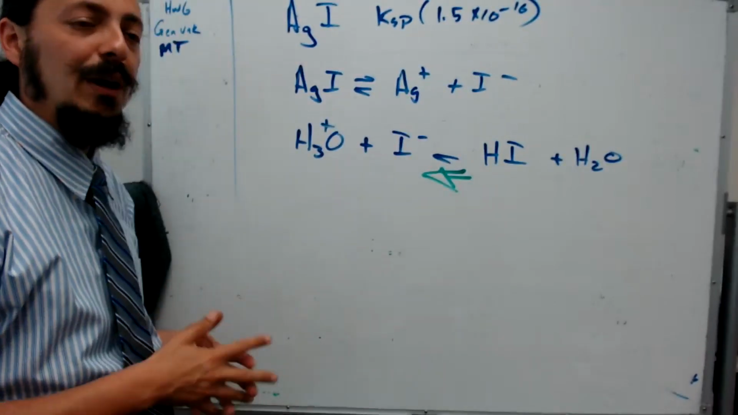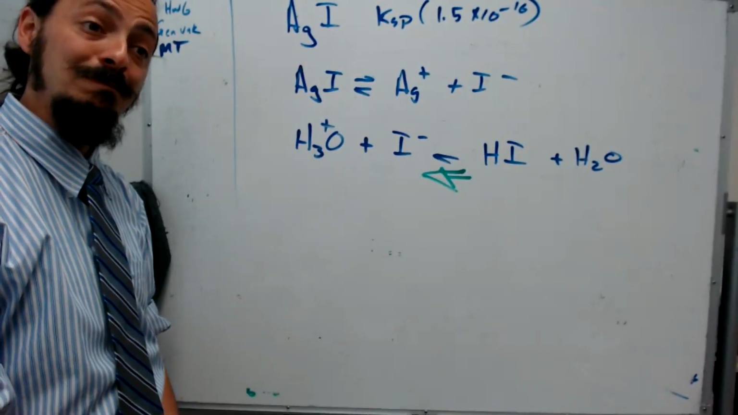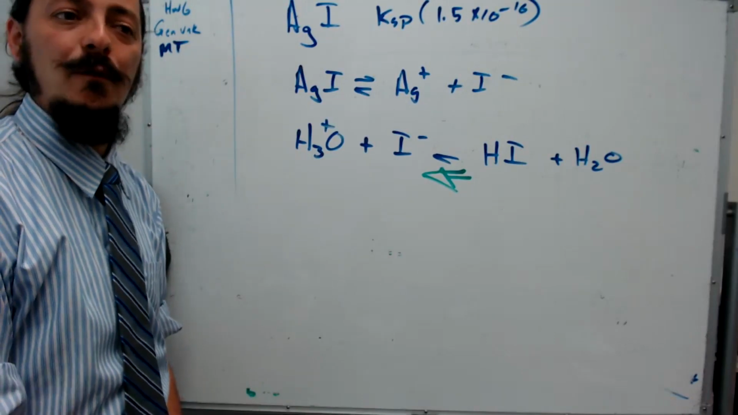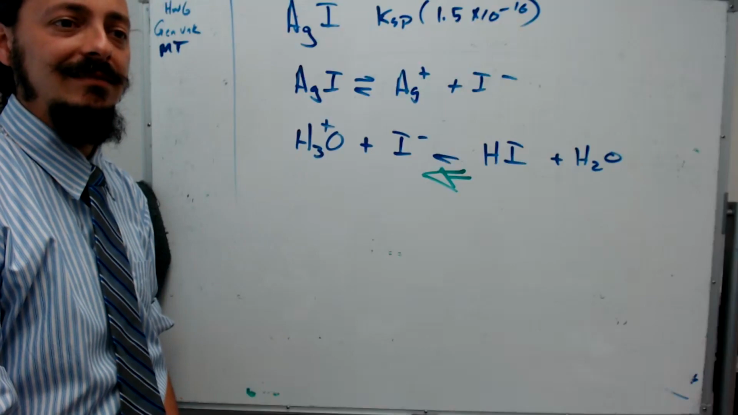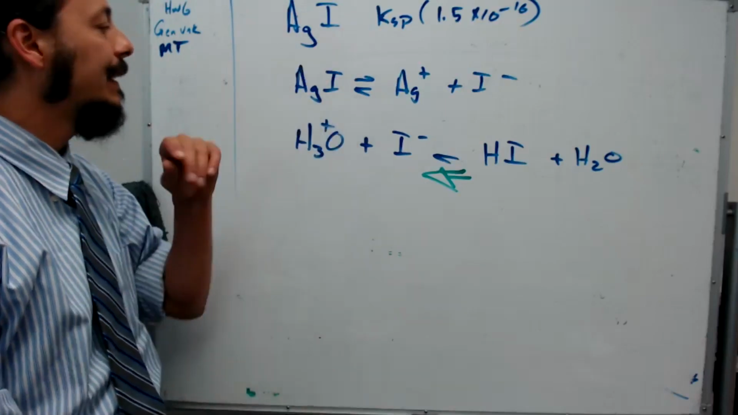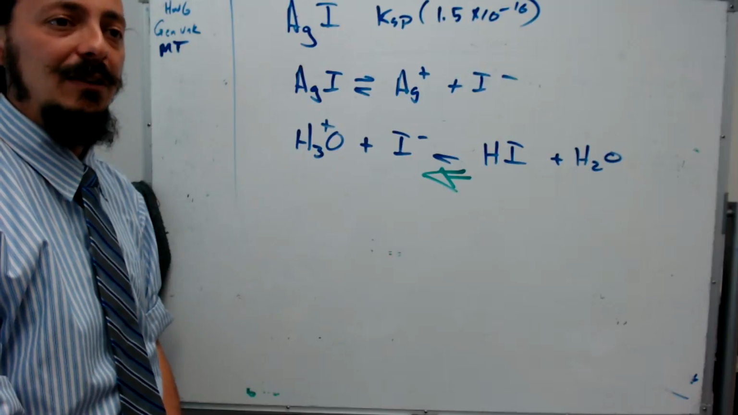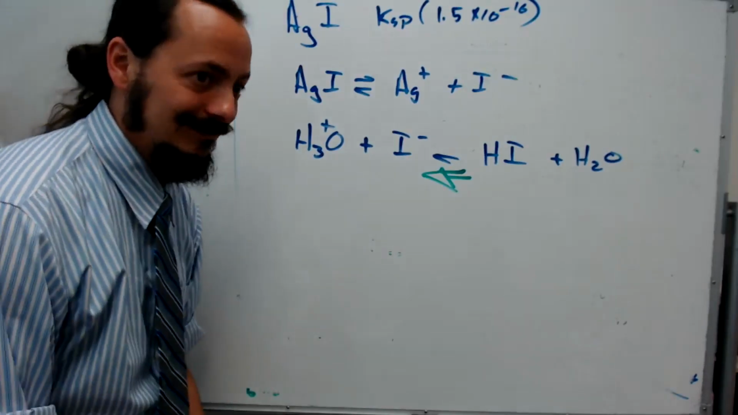Turns out your answer to part A and your answer to part B are the same number, since pH does not affect the solubility of silver iodide. Since pH doesn't affect the solubility of silver iodide, it's the same answer.